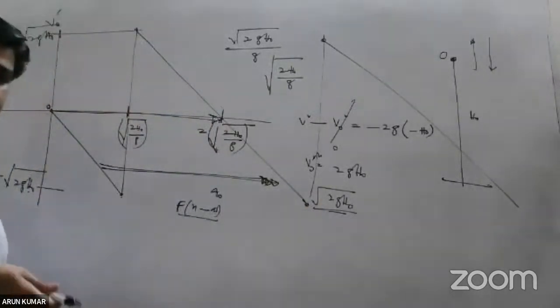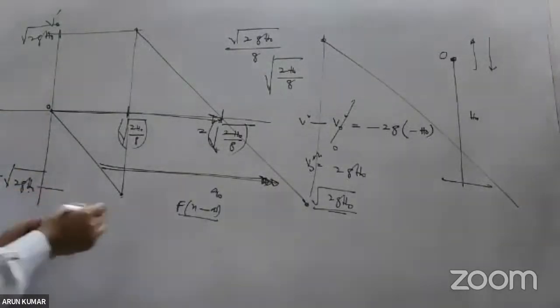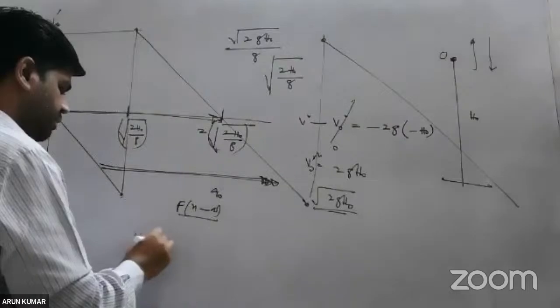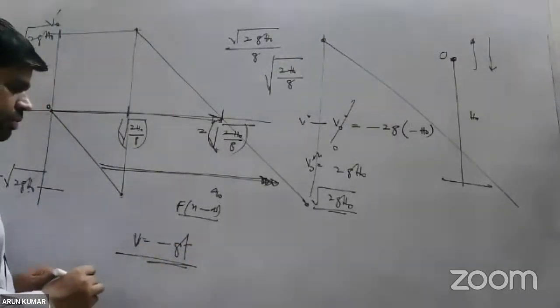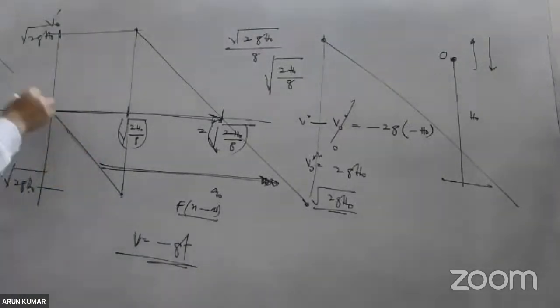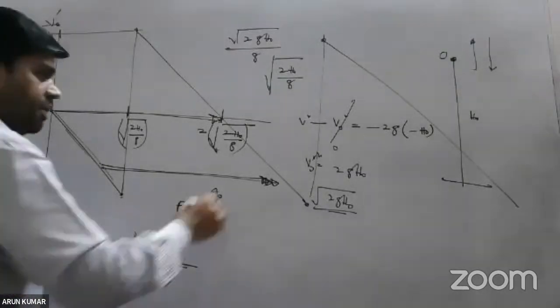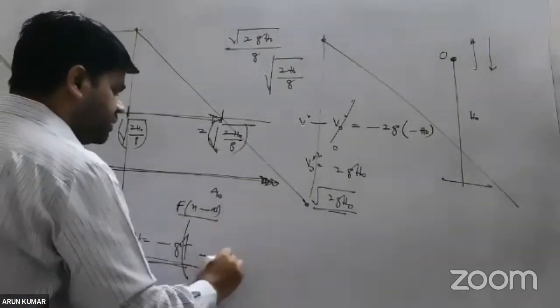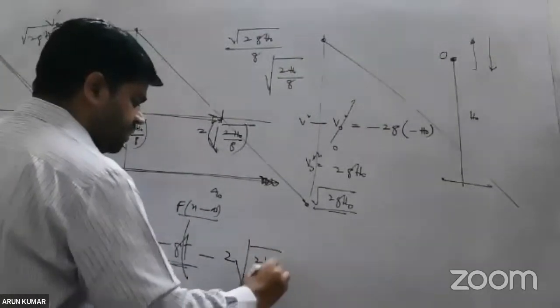Oh, we have crossed the time. Initial velocity is 0, sir. So what will the graph be? V is equal to minus gt. y is equal to mx, where m is negative, minus g. y is equal to minus gt. This graph would be minus 2 root 2h by g.